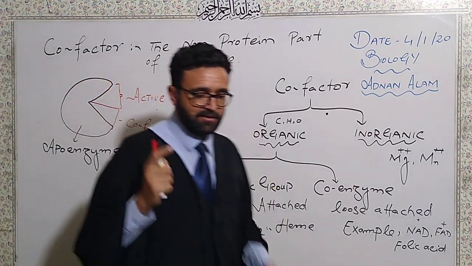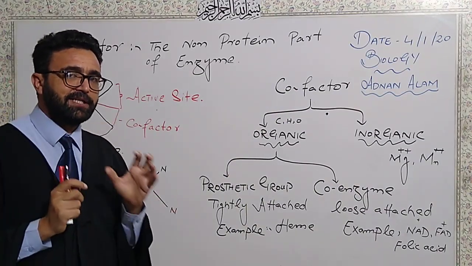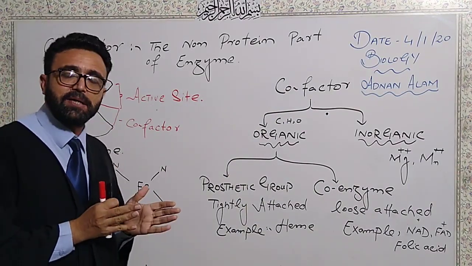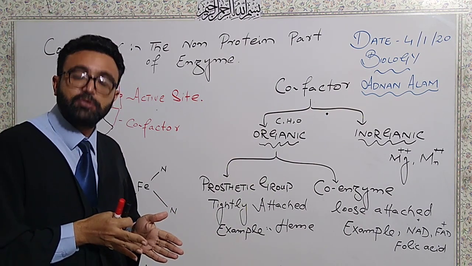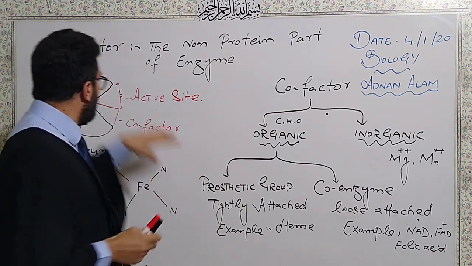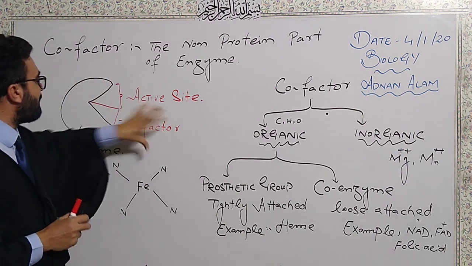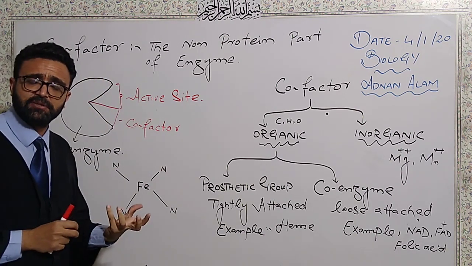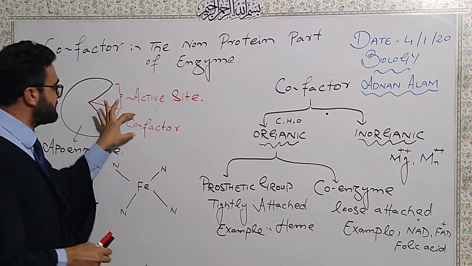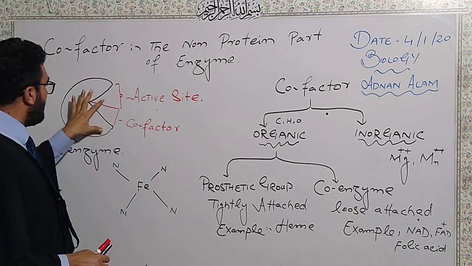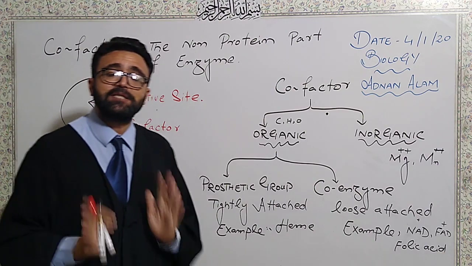The question arises in the mind of every student whether every enzyme needs another partner, another actor, to perform its function. My answer is yes. There are some enzymes which need a partner, an actor, which facilitates their activity, and that is called a cofactor. And an enzyme without a cofactor is called an apoenzyme.